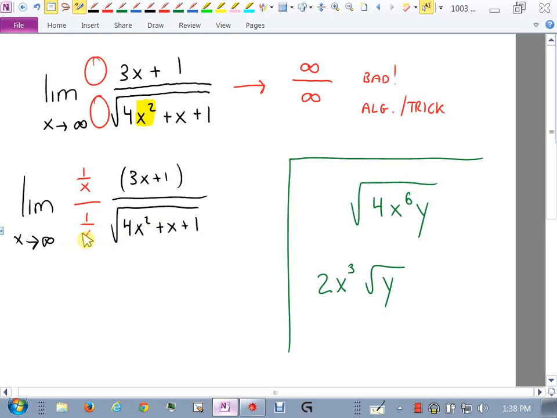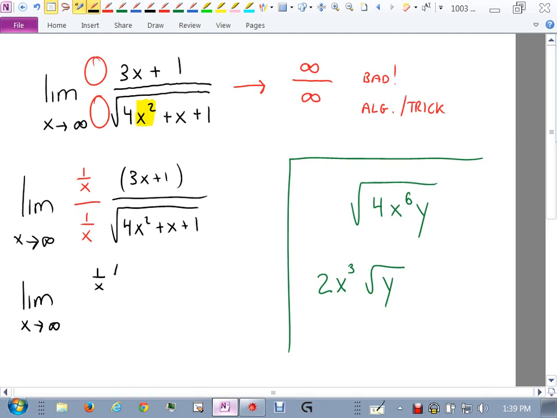Does everyone see that if I take the 1 over x and I push it into the root, it's going to get squared on its way in? When you square 1 over x, you get 1 over x squared, don't you? Yes. That goes in the root, gets 1 over x squared. So my next line would look like this.